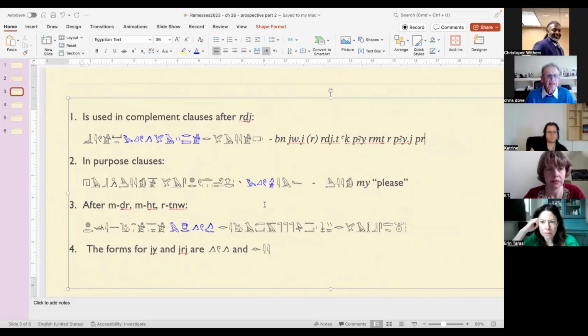Another use of this form is in purpose clauses. So I do something in order that, or so that, and the "so that" part comes in the subjunctive. For example, send, me, please. Wait. Or send, yeah, send, write to me could also be right.